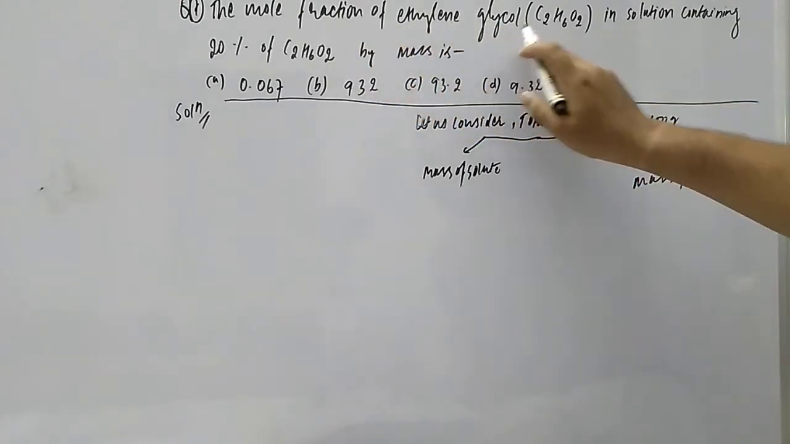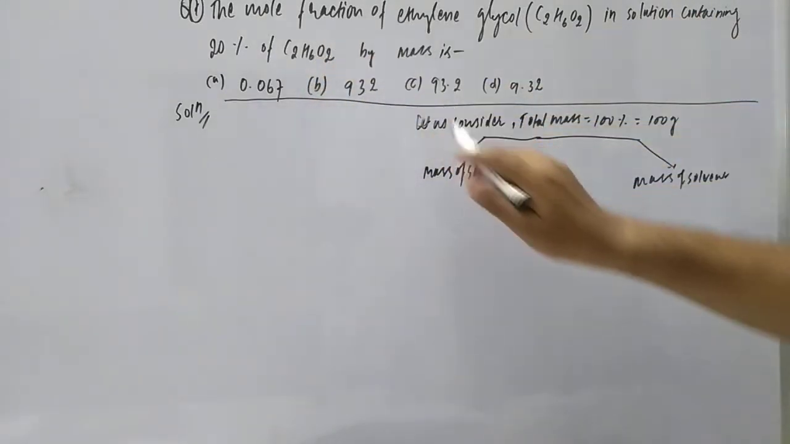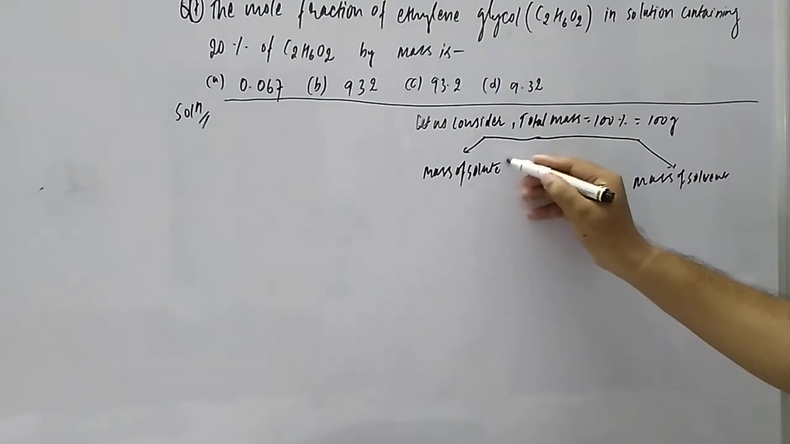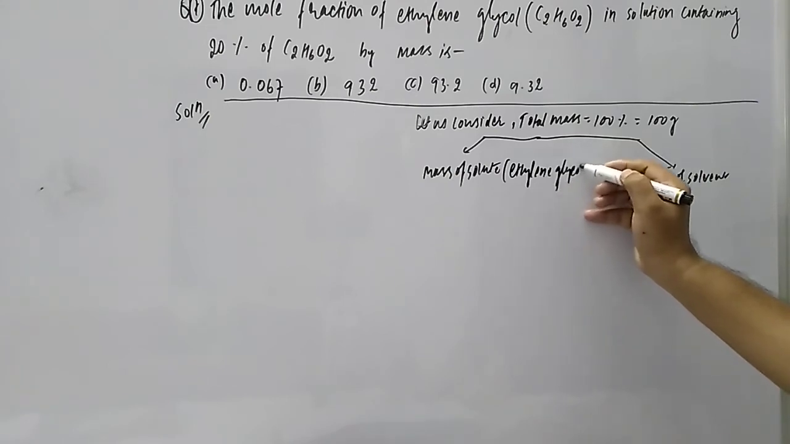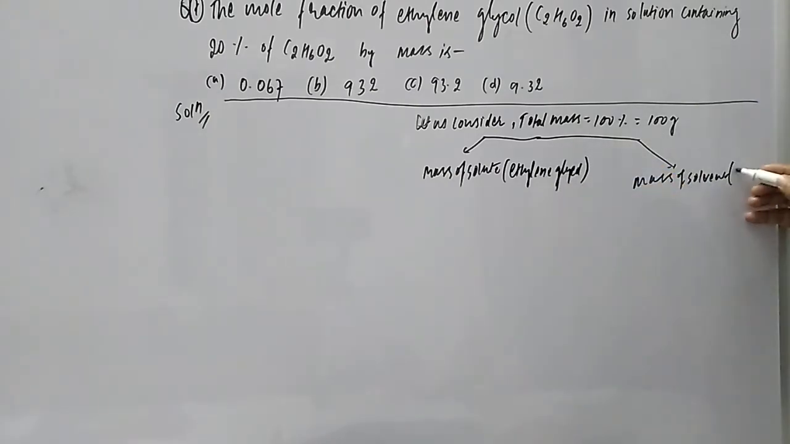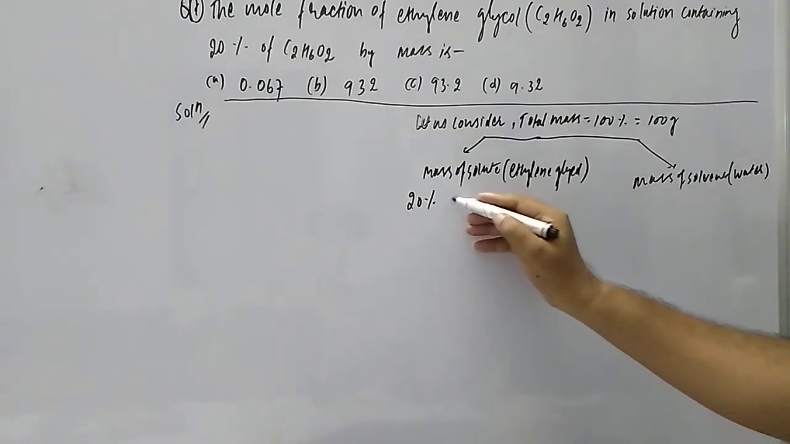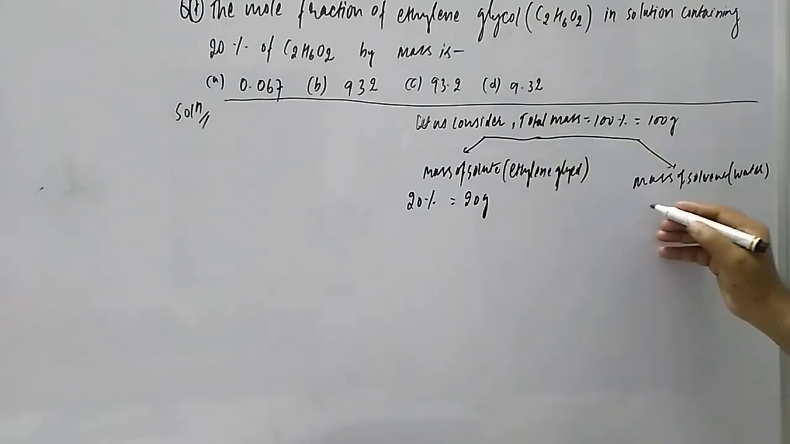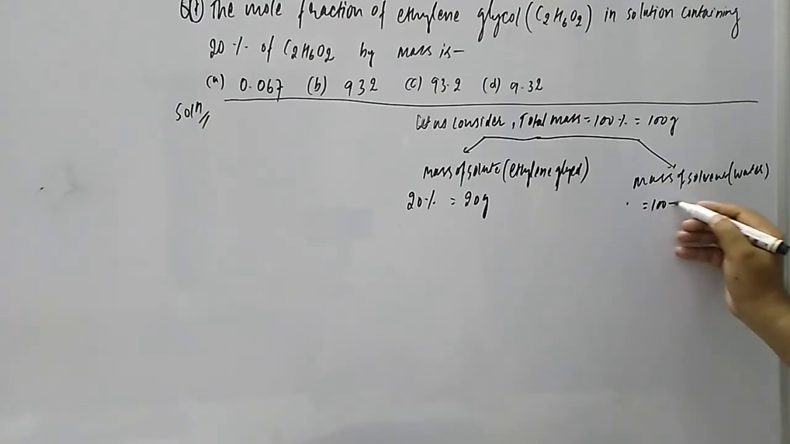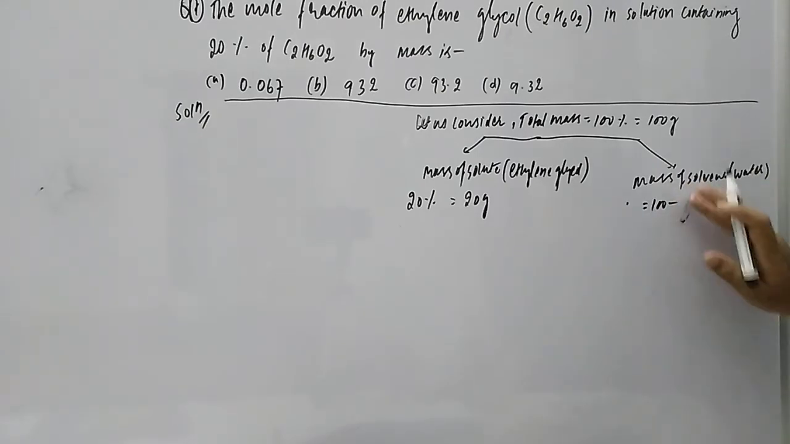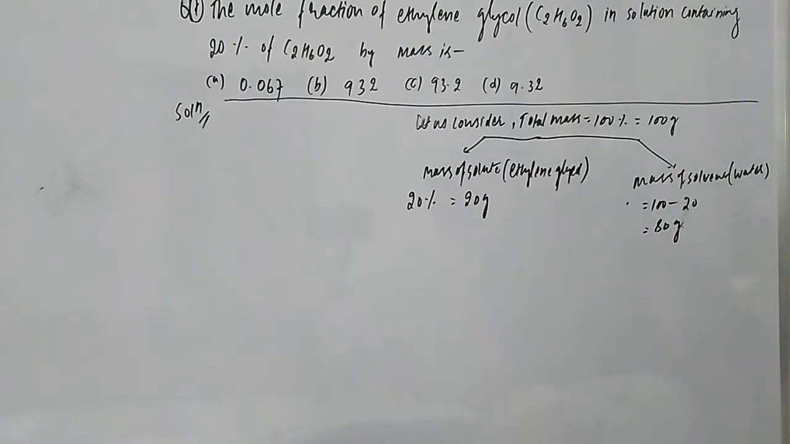The mole fraction of ethylene glycol in a solution containing 20% of ethylene glycol. Ethylene glycol is what, student? Solute. And the solvent is water. So 20% is equal to 20 gram. And the mass of solvent, how to calculate? 100 minus 20. If you do 100 minus 20, you will get 80 gram, right?